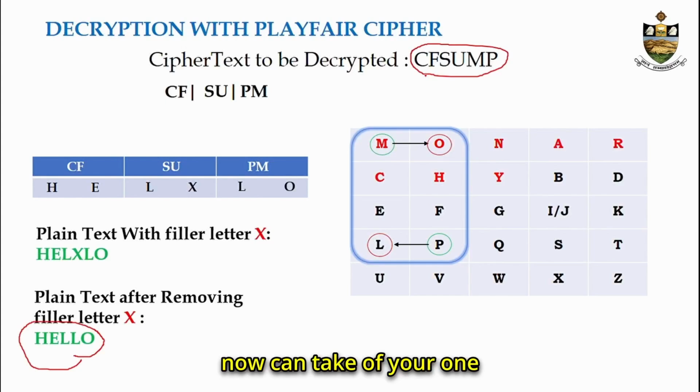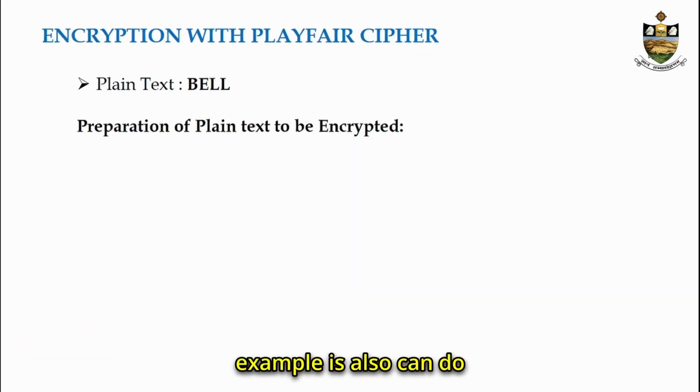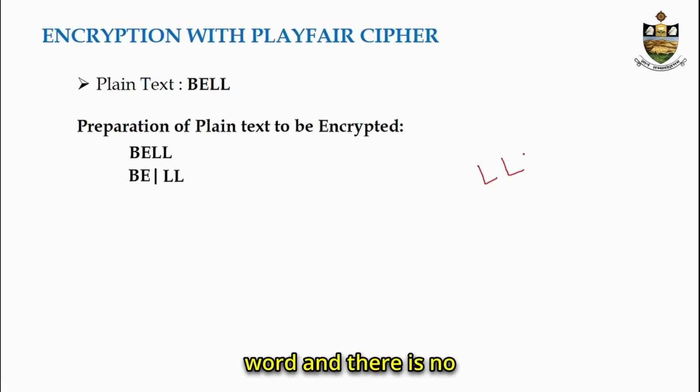Okay, now let's take one more example. This example also uses the Playfair Cipher technique, and the plain text word is bell. How do we prepare the plain text for encryption? We split the plain text into pairs of letters. The first pair is BE, and the next pair is LL. If the two letters are the same, they insert a filler letter X. According to this, LL is at the end of the word, and there are no more letters.